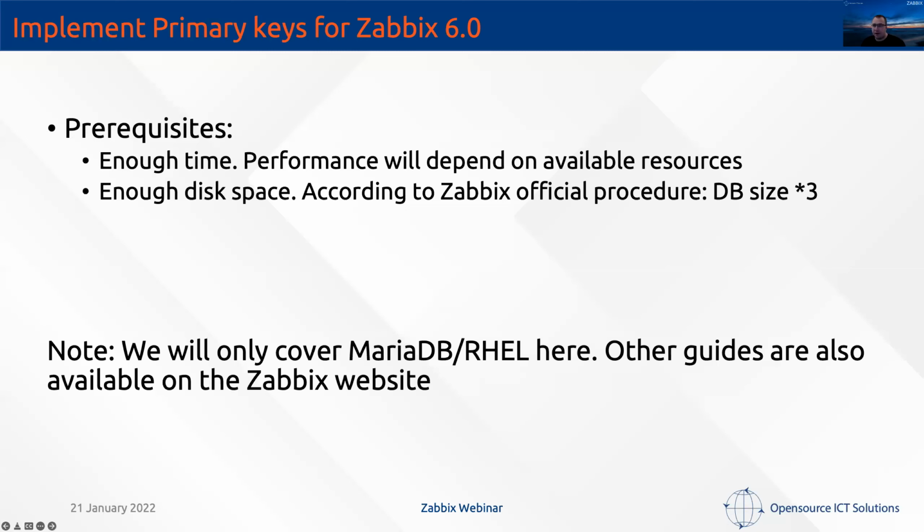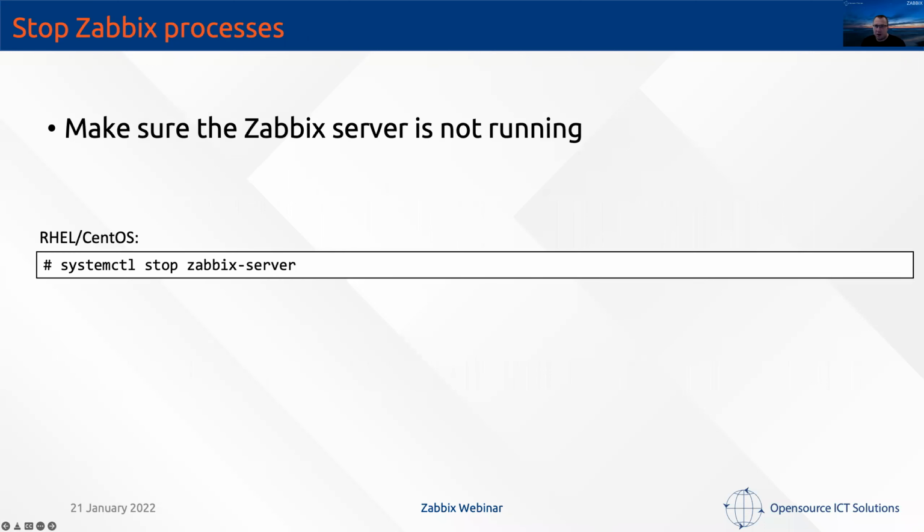I will only cover MariaDB or MySQL on Red Hat here. There are other guides on the Zabbix website. If you go into the documentation, there are guides for Postgres, for MariaDB, for Oracle, etc. I will just cover one part here, otherwise it will be a 3-hour webinar, and that's not what it should be. So just one type here. Again, make sure the Zabbix server is not running. And actually, I think if you want to migrate to primary keys, you should be doing it just before you start the upgraded Zabbix server.